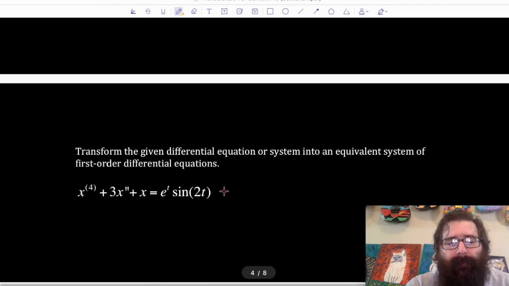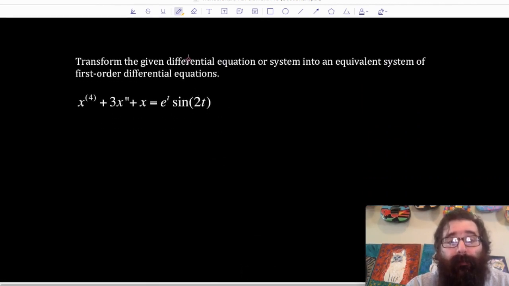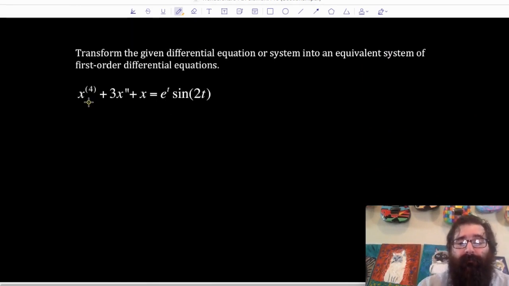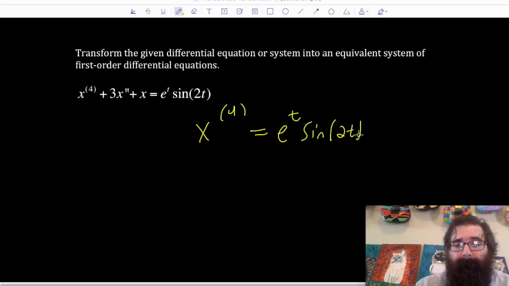And we'll see one more example of this, and here we're going to bump up the order quite a bit. So here we have the fourth order derivative as the highest appearing derivative. And remember, once we get past the second derivative, that's where we start introducing this new notation using a superscript with parentheses, and inside we have a number indicating the order of the derivative. So that would be the fourth derivative. And if I solve for that, it means the fourth order derivative of x is equal to my function of t, which is e to the t sine of 2t, and then minus 3x double prime, and then minus x.